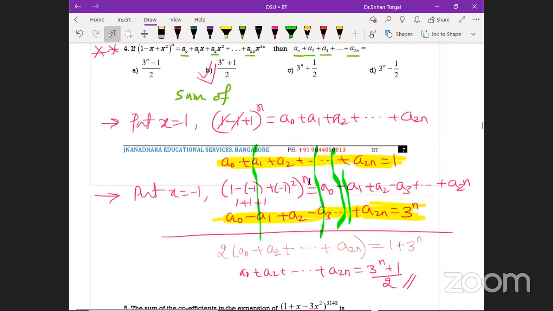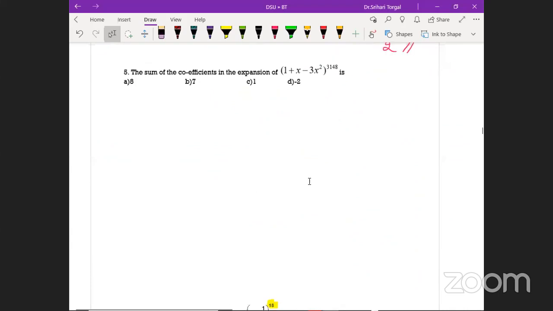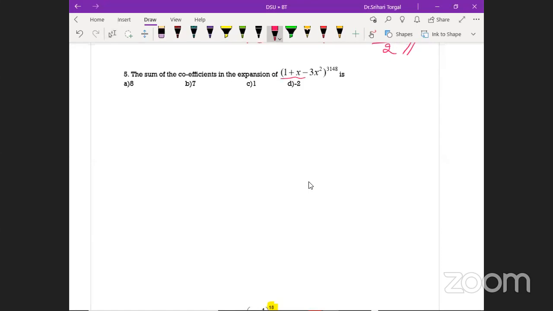Let me move on to the next problem. The sum of the coefficients in the expansion of this. If you expand this, you will get more than 3148 terms, right? Because there are 3 terms. And remember this: when they ask you to find the sum of the coefficients, you have to put x equal to 1. Just that's it. When they ask you only odd coefficients and even coefficients, then you have to put x equal to 1 and x equal to minus 1. Then you have to simplify.